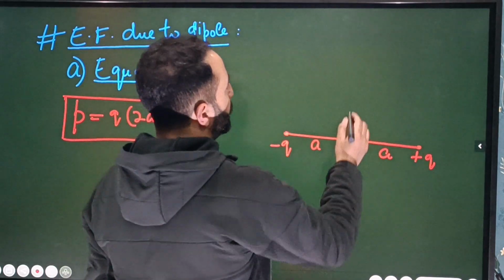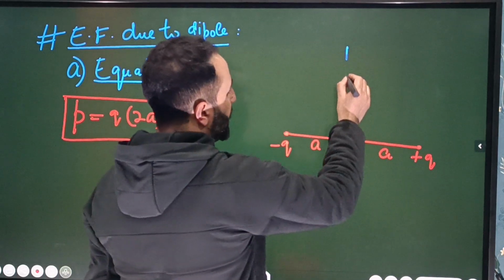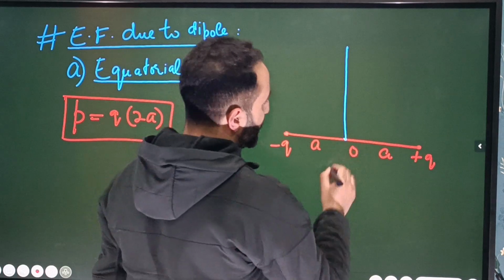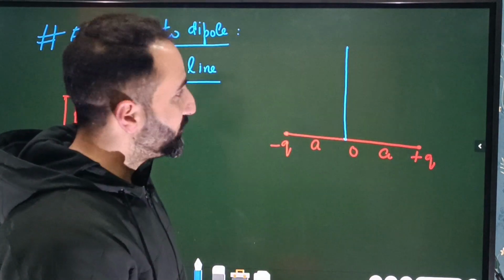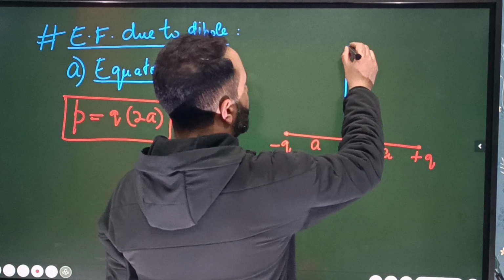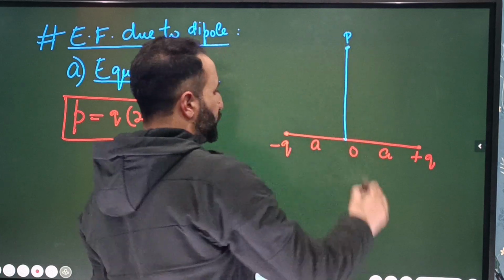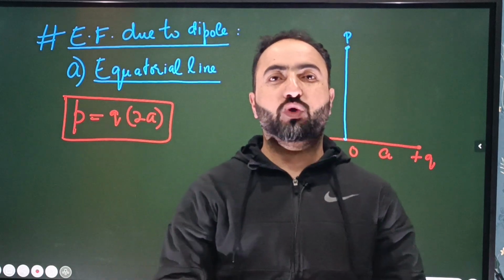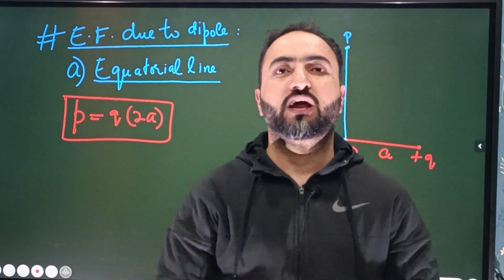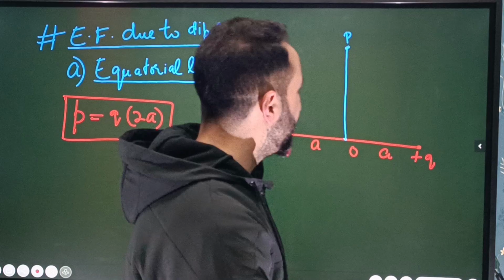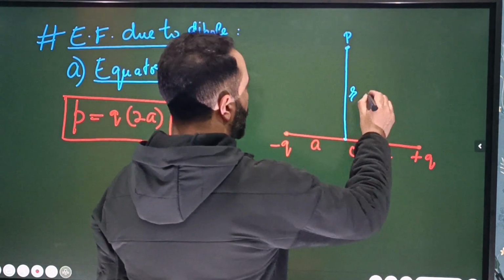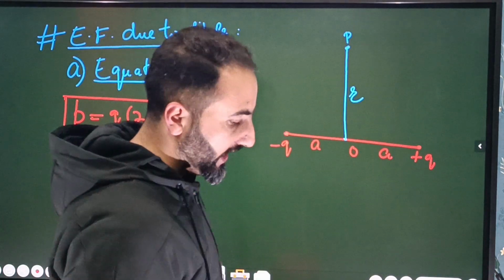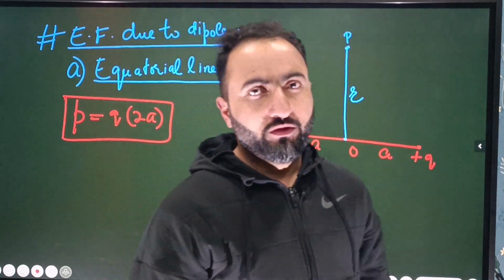So here, for example, this is the line. This is the perpendicular bisector to the dipole. At this very point, point P, we are supposed to calculate the electrostatic field. This line OP is called the equatorial line. Equatorial line implies the line which is the perpendicular bisector to the dipole. Then this distance is given to us, equal to r. And what we have to calculate is the electrostatic field at point P.